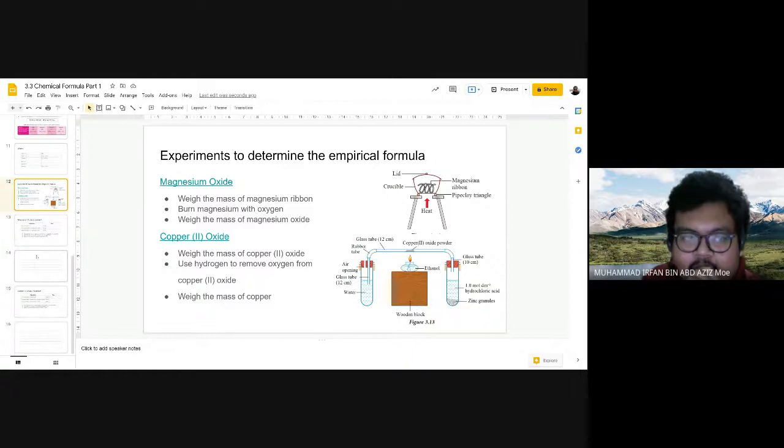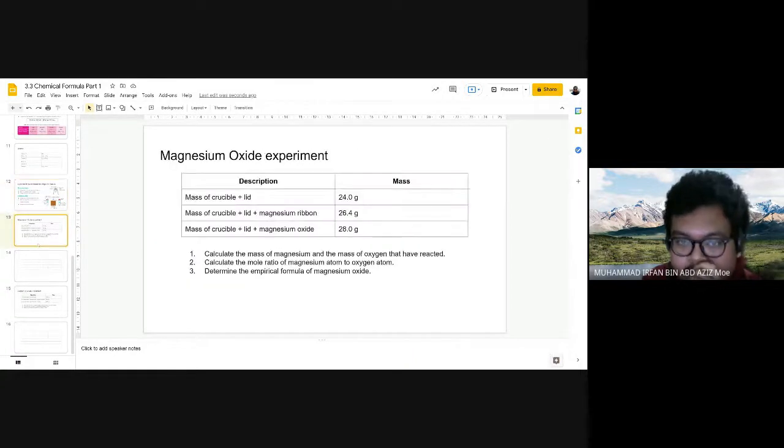Okay, teacher wants everyone to try one question first. Okay, try to calculate this magnesium oxide experiment. Okay, this has 3 questions. Try to answer this. Can you do it in 3 minutes? Can you? Because you need to understand how to do this first. Because there is homework today related to this magnesium oxide, with this calculation of empirical and molecular formula.